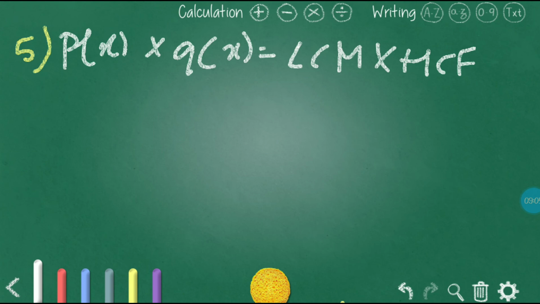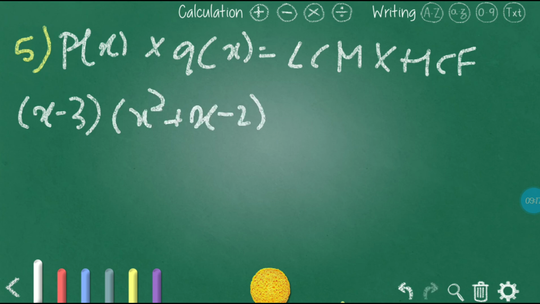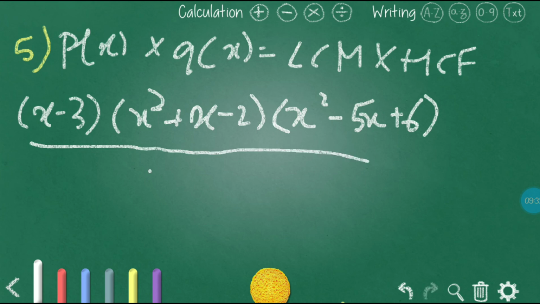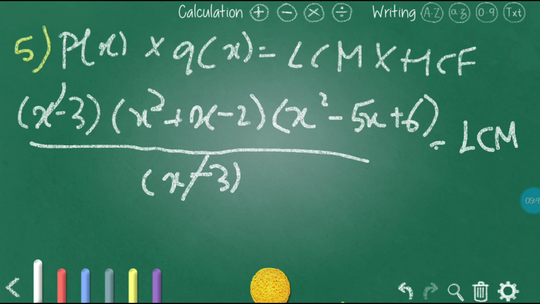So I will write the given data first. In order, P of x is x minus 3 into x square plus x minus 2 and Q of x is x square minus 5x plus 6. Now the HCF is multiplied here. So when you bring it to the LHS, it becomes division. So let's bring the HCF down, that is x minus 3, is equal to LCM. Now here x minus 3 and x minus 3 are common. Cancel it. That's it.